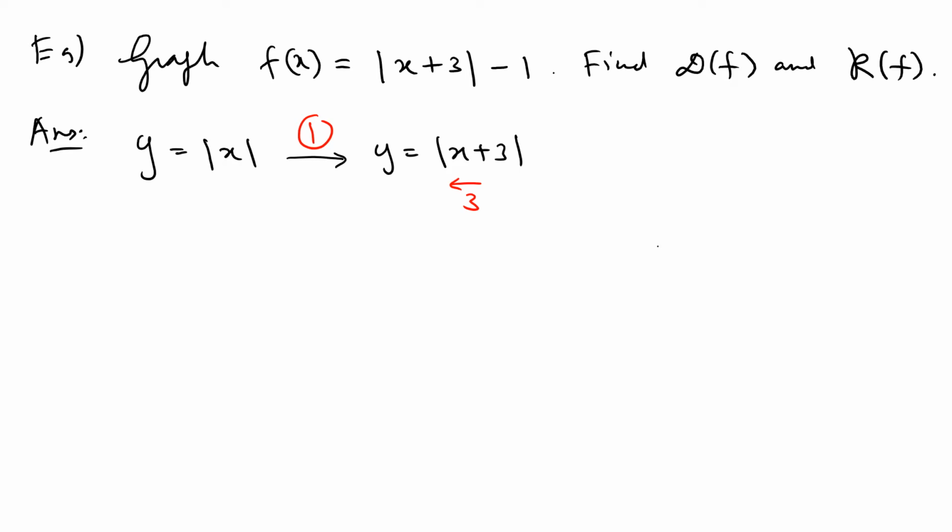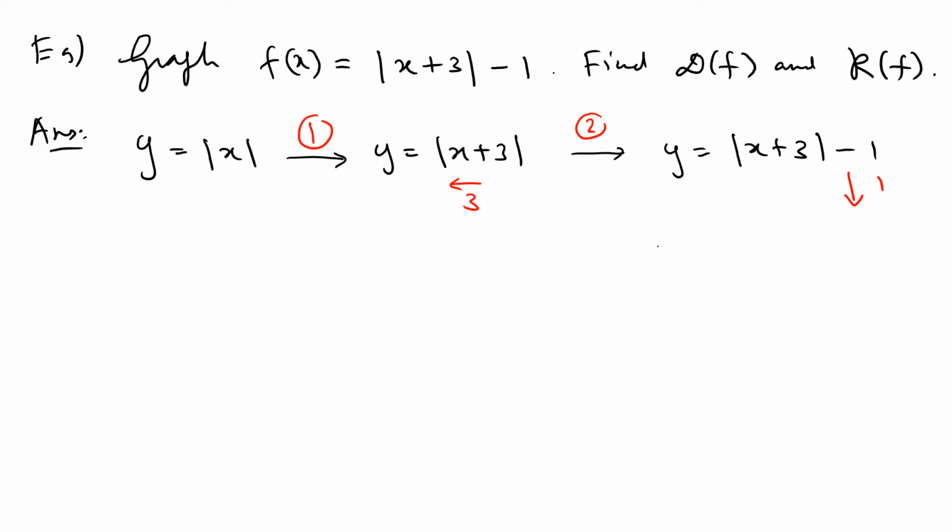And then the next step is step 2. It's a vertical change. Minus 1 means subtract 1, which means move vertically down by 1. So to get this one, with -1, you're going to move the graph down by 1. So those are the 2 steps. Let's do them one by one and see how we can get it.